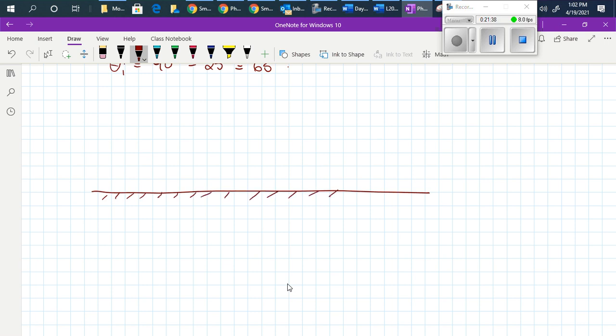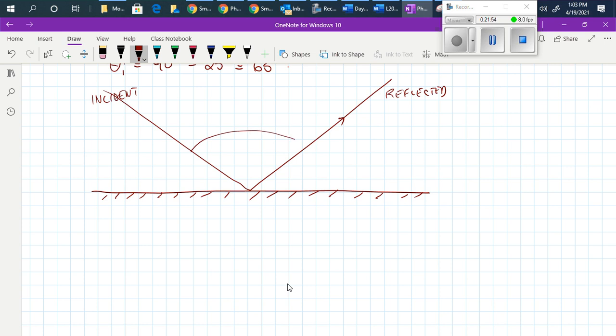And if we know the angle between the two rays, and we are looking for the reflected and incident ray, and we know that this one here is, let's say, 160 degrees, then the incident ray that is equal to the reflected ray will be 160 degrees divided by 2, or 80 degrees.